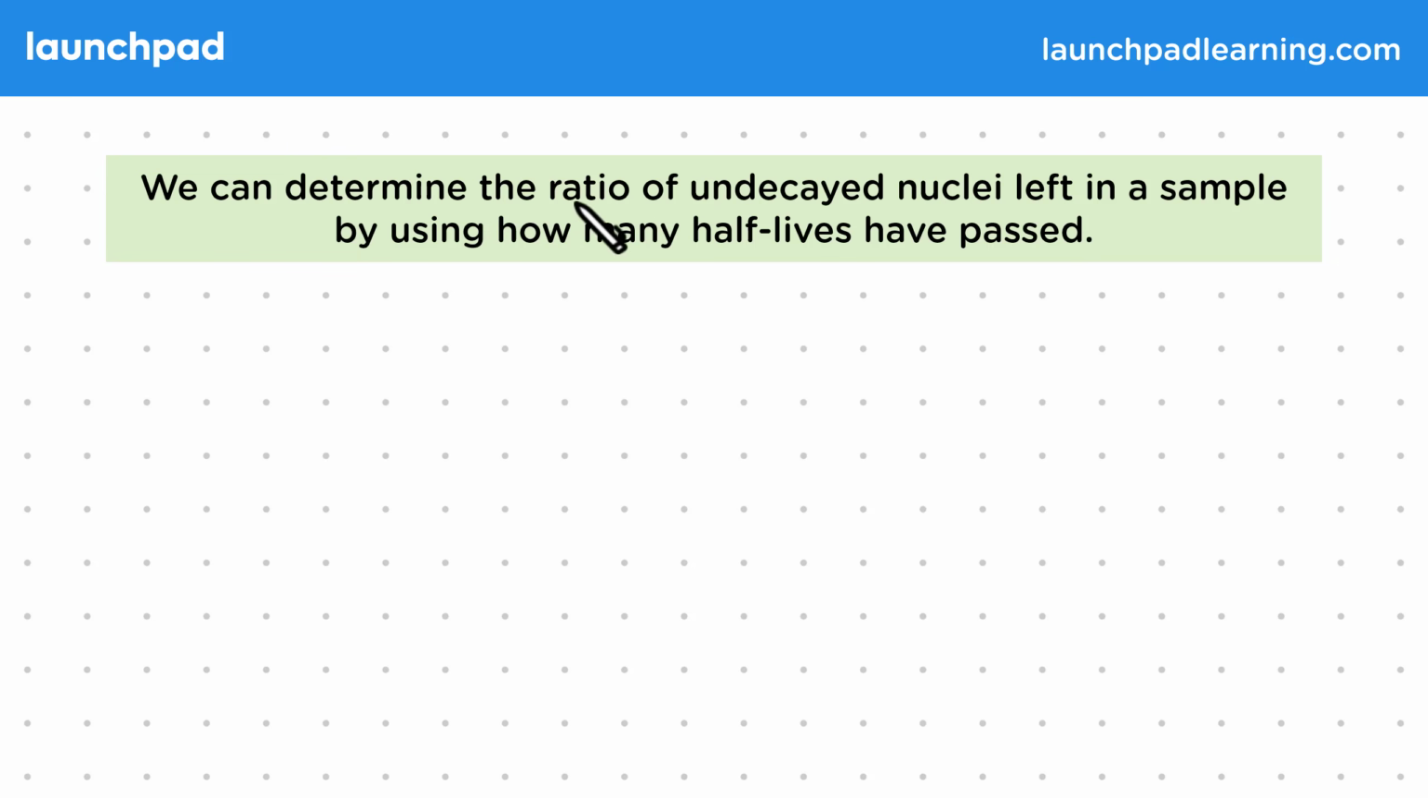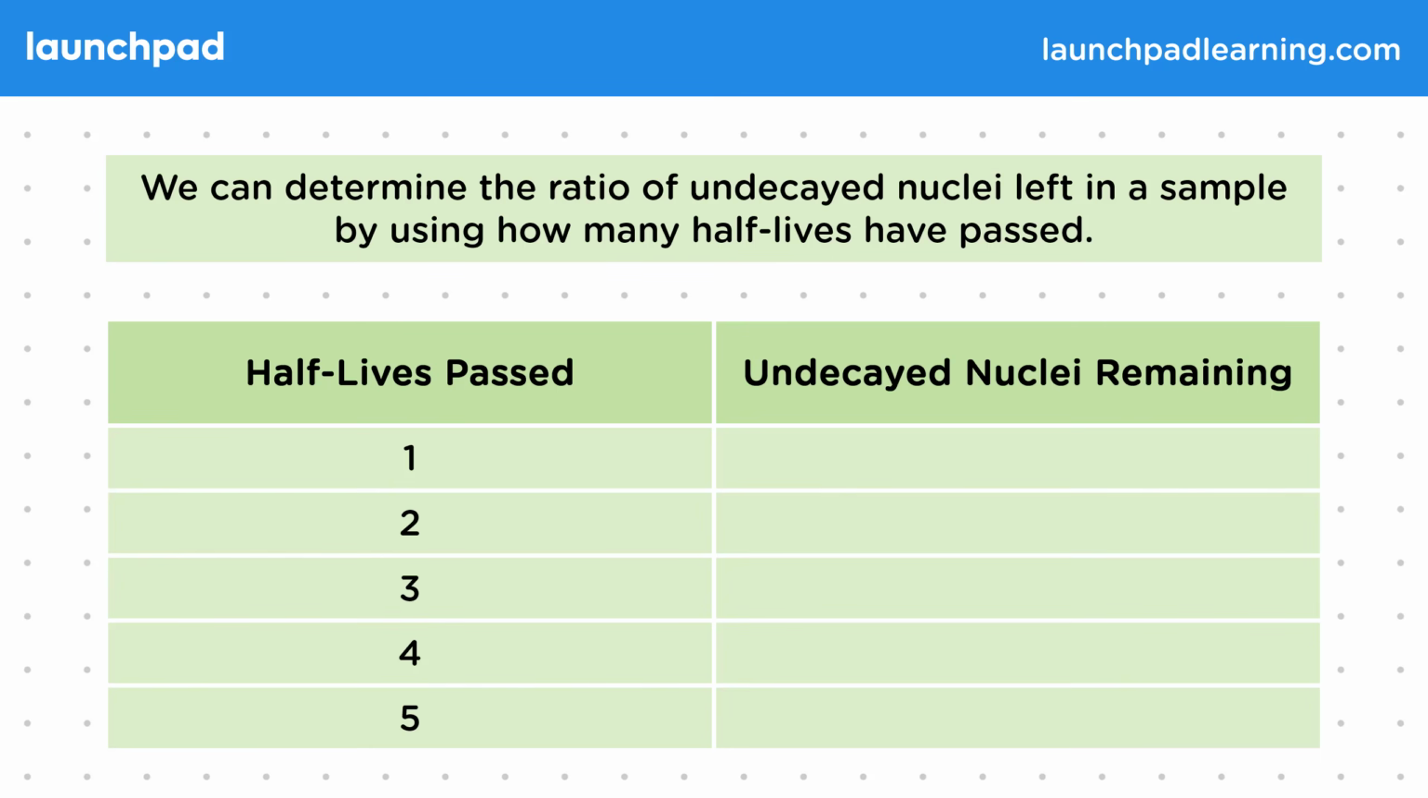We can determine the ratio of undecayed nuclei left in a sample by using how many half-lives have passed. So remember that the half-life is the time for the number of undecayed nuclei or the activity to halve. We can find the proportion of nuclei remaining by halving the number of nuclei after each half-life. So after 1, for example, half remain.